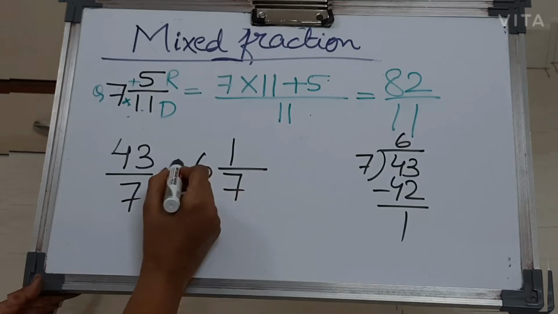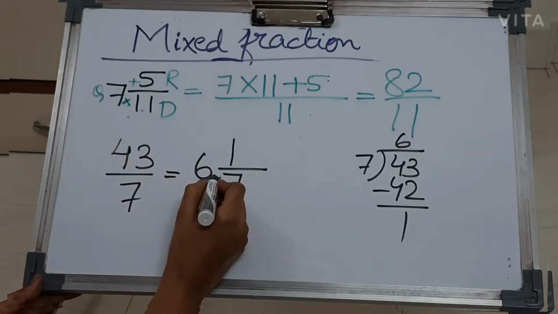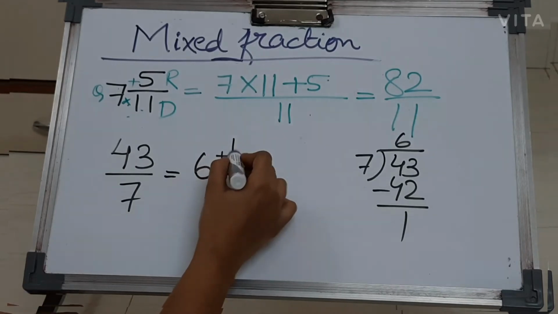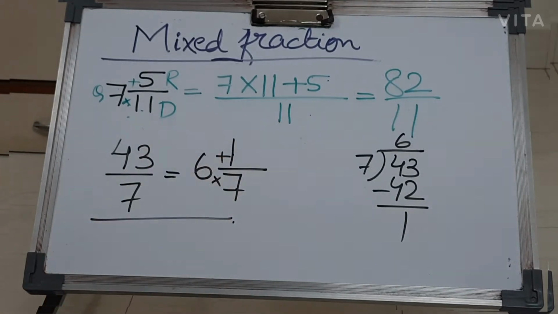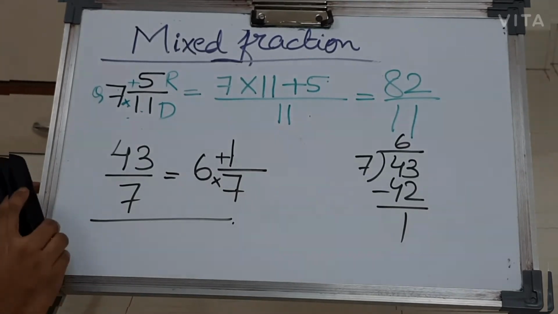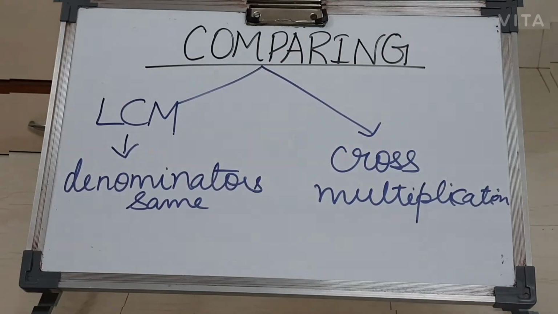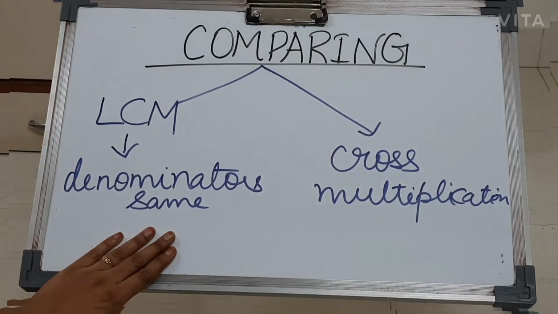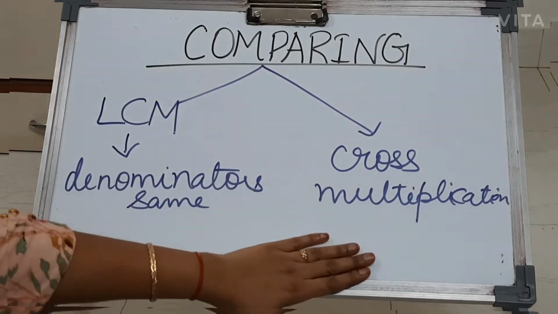Again we follow the same step to convert back. 6 into 7 plus 1. 6 7s are 42 plus 1 is 43. 43 by 7. So this is the way we convert mixed into improper and vice versa. Now let's start with comparing fractions. How will we compare fractions? There are two methods. First, we take the LCM and make the denominators the same. The second method is cross multiplication.